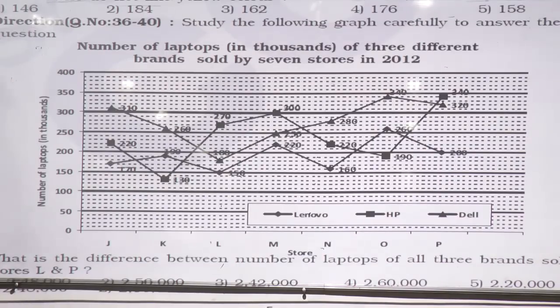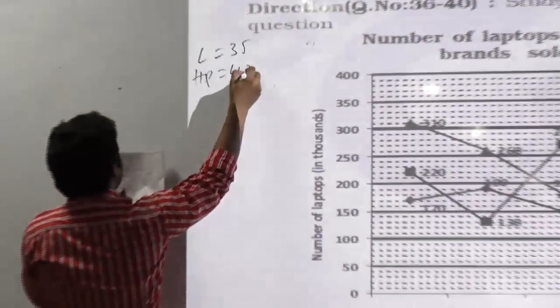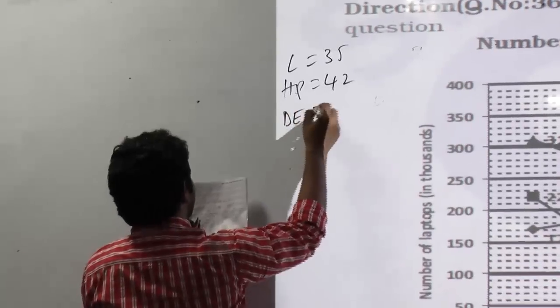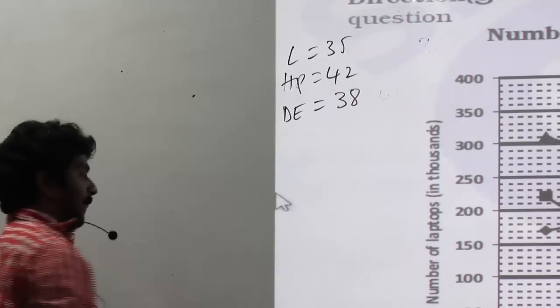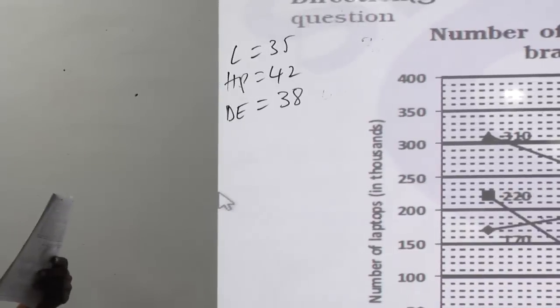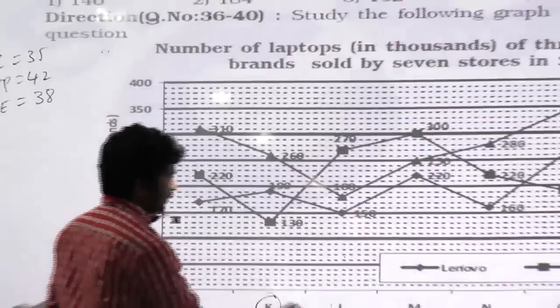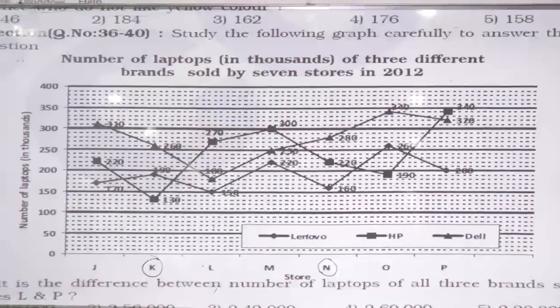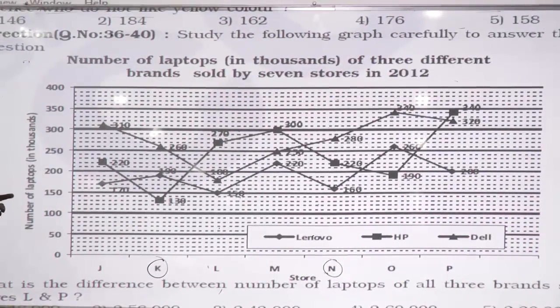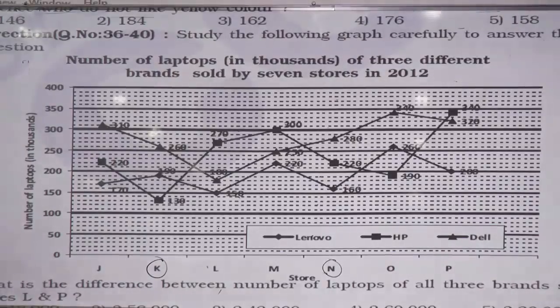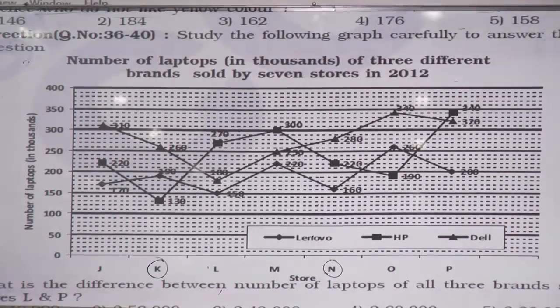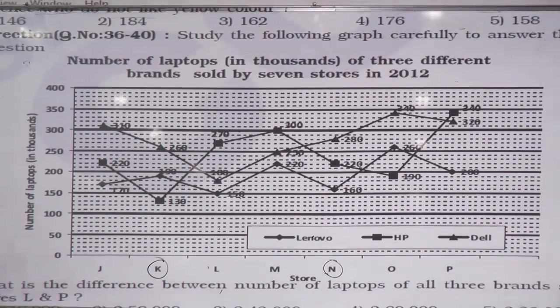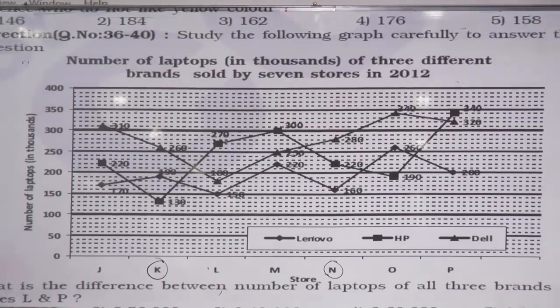Lenovo is 35,000, and then HP is 42,000, Dell is 38,000. This is the difference between N and K, these two. Now, N is more or less, more, it is time-taking for sure. Come on, let's do it one by one.